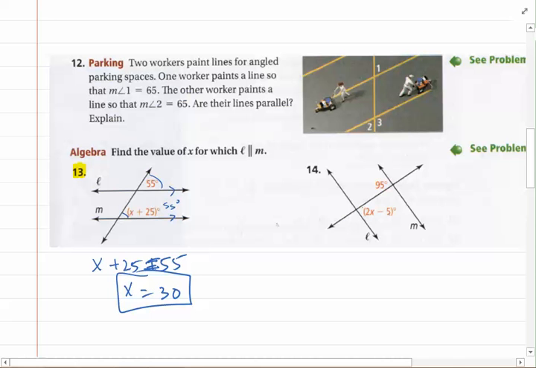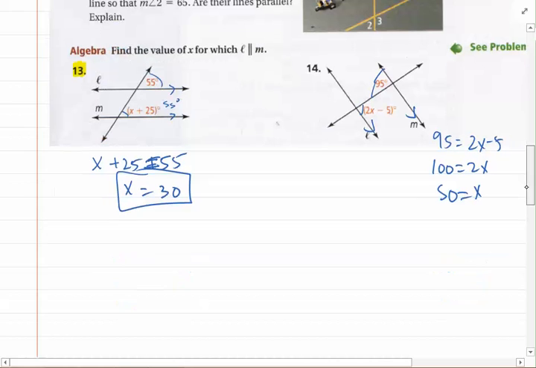Okay, and for this one, these two are alternate interior angles, and these two have to be congruent. So that means 95 has to also equal 2x minus 5. 100 equals 2x, x equals 50 for those two lines to be parallel.